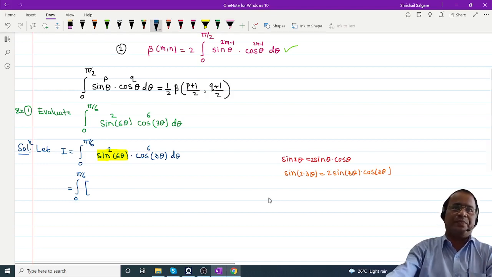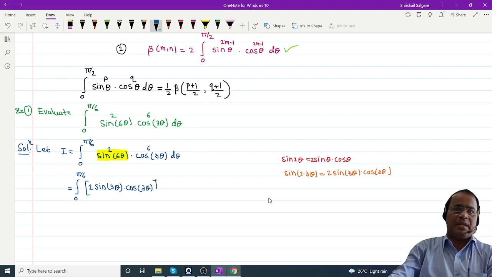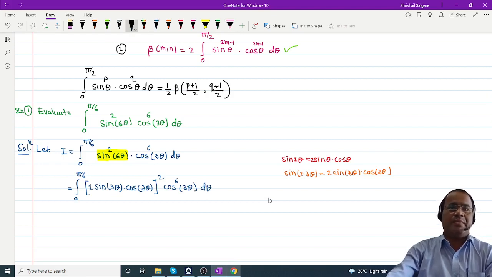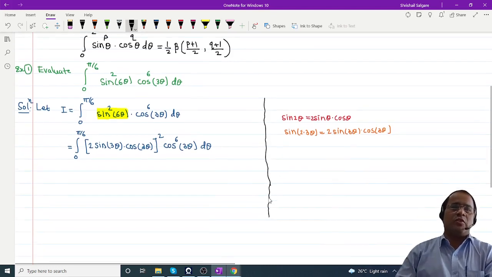Okay. So it can be written as 2 into sine of 3 theta into cos of 3 theta. Only I am writing sine 6 theta multiplied by cos raised to 6 into 3 theta. What is our ultimate target? That also you have to remember. So what is my target? So you have to reduce the integral in such a way that limits of the integral are from 0 to pi by 2. At the same time, the integrand is only a combination of sine and cos.